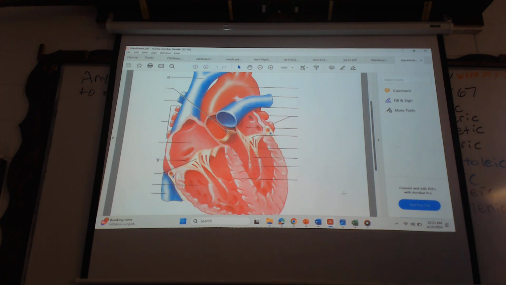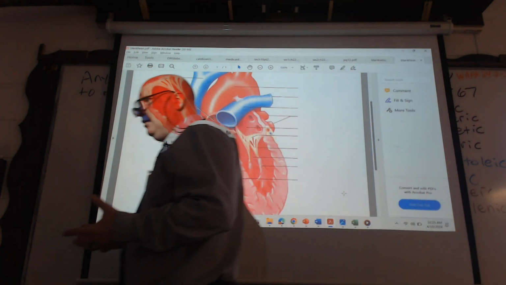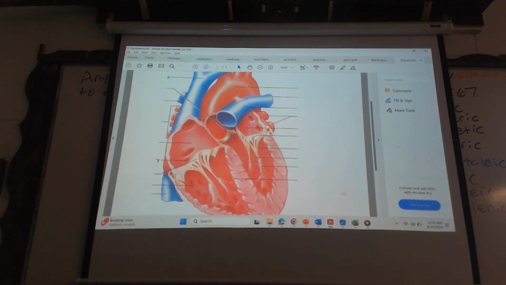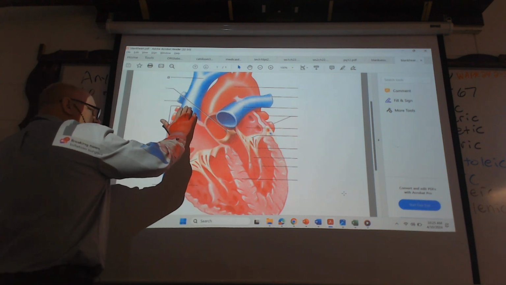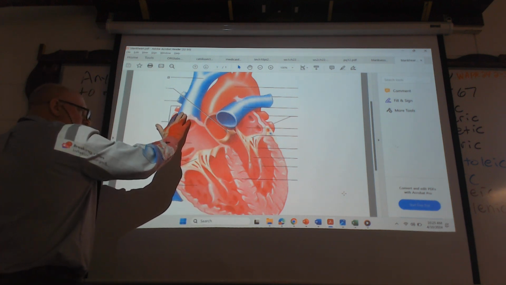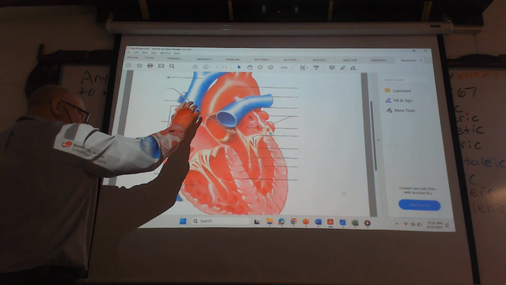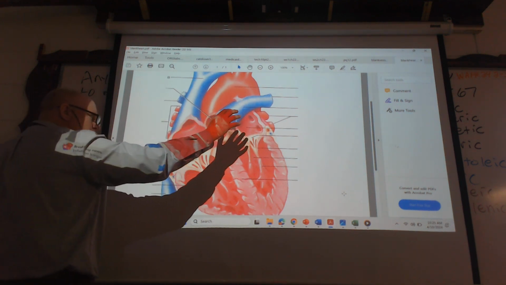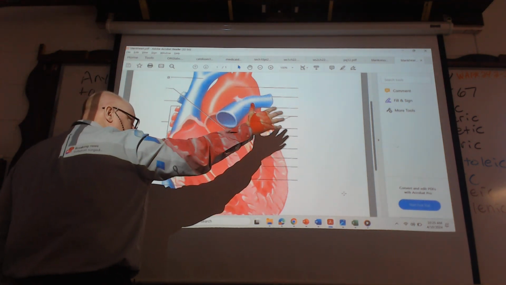Because remember, if it's coming back to the heart, is that going to be the right atria or the left atria? Got a 50-50 chance. Why are you right? Because when we look at the structure of the heart, it's coming back to the right side, that's exactly correct, because when we look at the left side, that's what I meant to say.